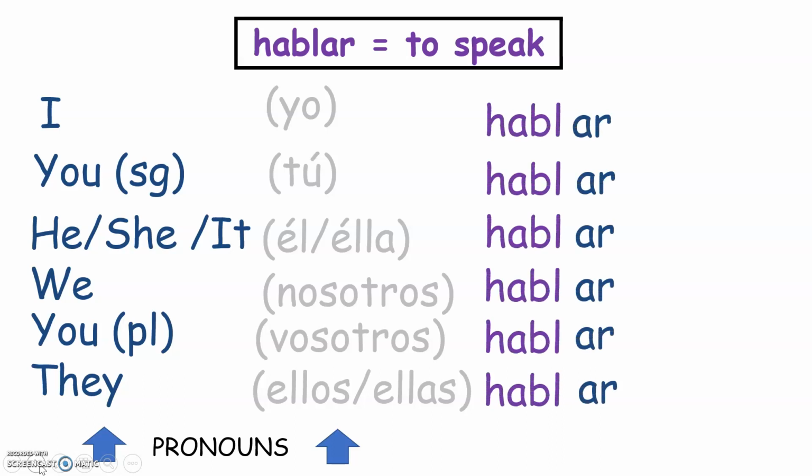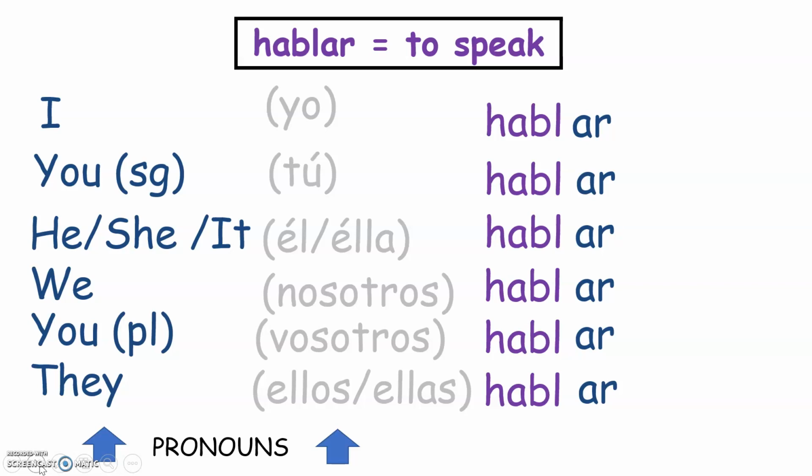Now let's stick our verb hablar down the side of these pronouns. Now remember, hablar means to speak. So in order to say I speak in Spanish, you can't say yo hablar. That means I to speak. So what we need to do is conjugate the verb hablar to change the spelling of the verb so that we know who it is that's doing the speaking. And there's a few steps to that.